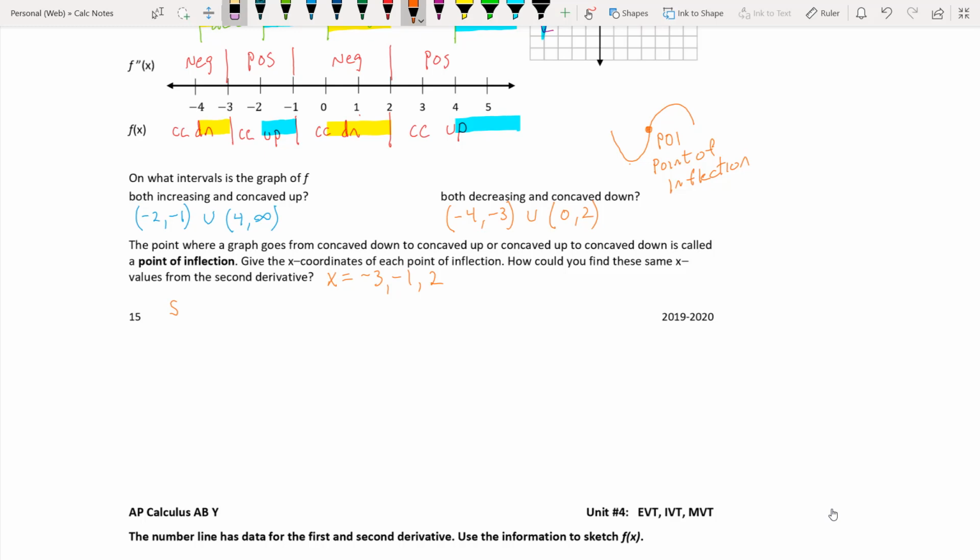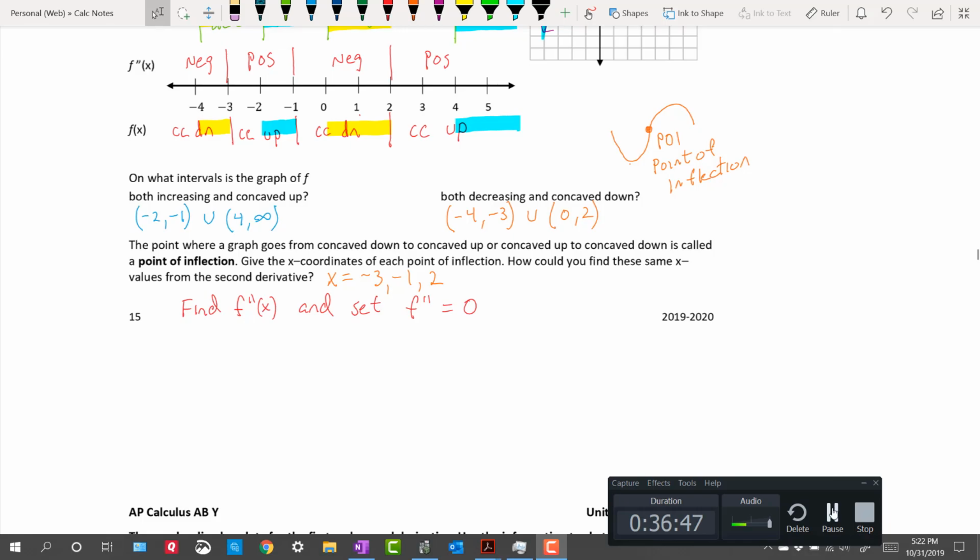We're going to find f double prime of x and set f double prime equal to 0. It's basically the same thing I said on the last page, just a little different way to say it. Okay?